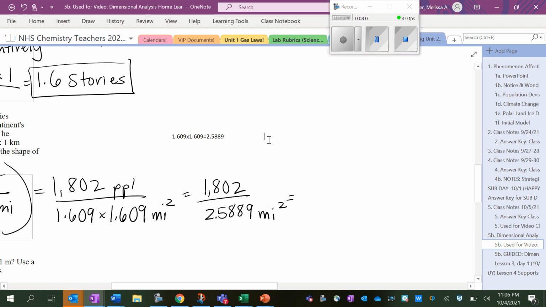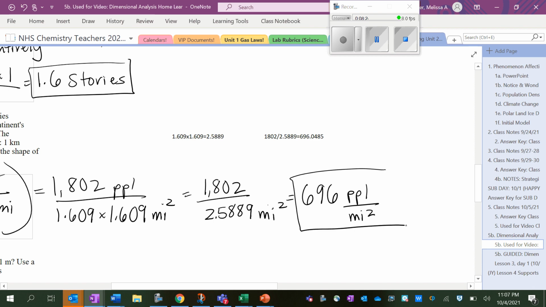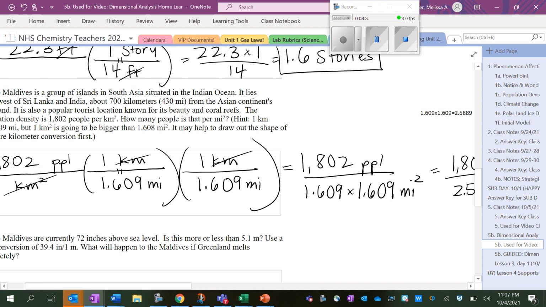Let's see what that is. 1,802 divided by 2.5889. That's 696 people per square mile. Not as dense as Bellevue, which was like 4,000 people per square mile.